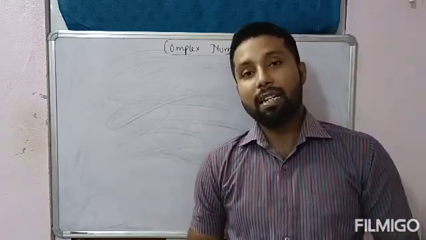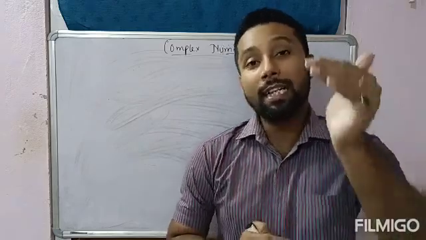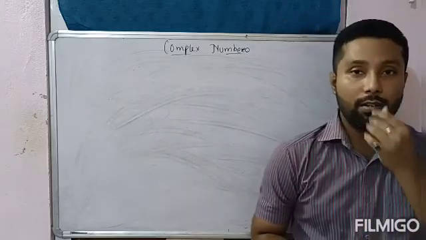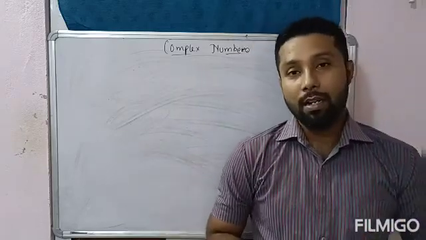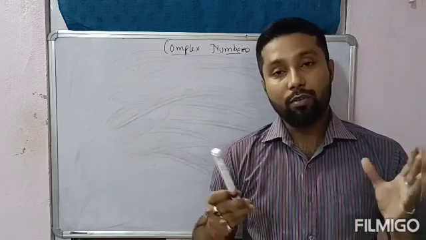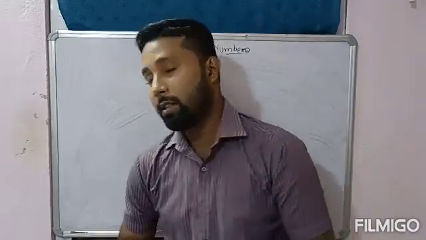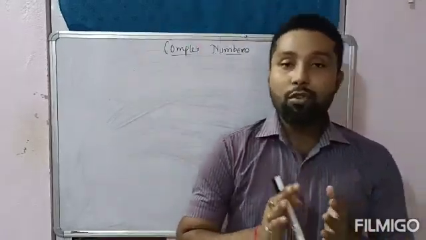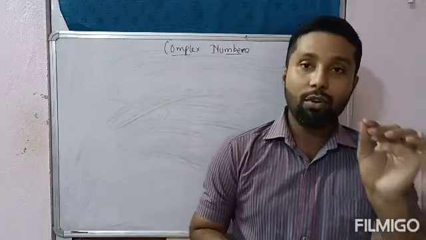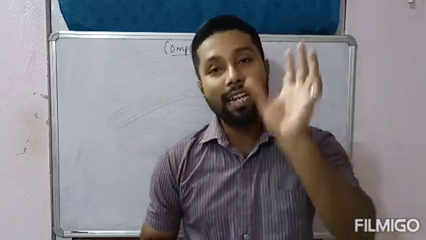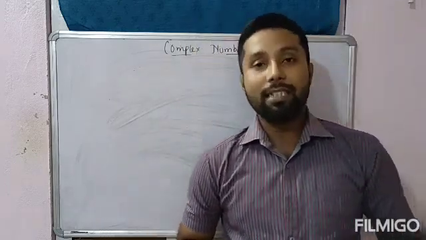To know the definition of a complex number, I first need to know what an imaginary number is. Before giving the definition of a complex number, first I want to discuss imaginary numbers. What do you mean by imaginary numbers? The square root of a negative number. If the square root of a number is negative, then such a number is called an imaginary number.